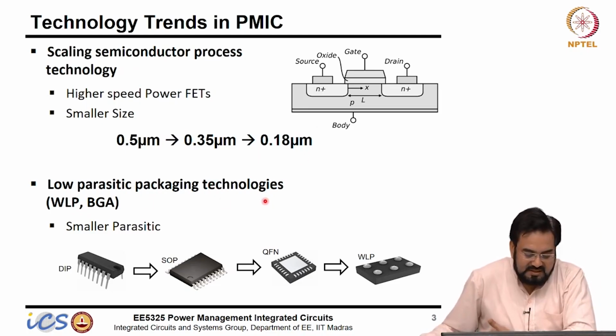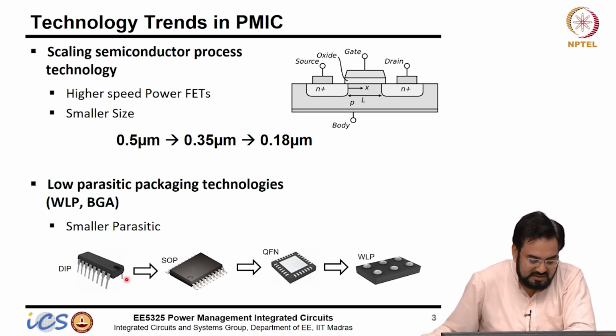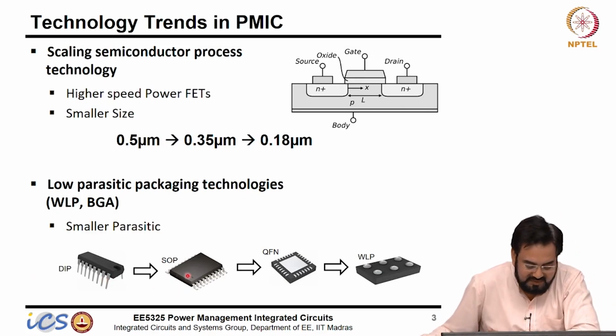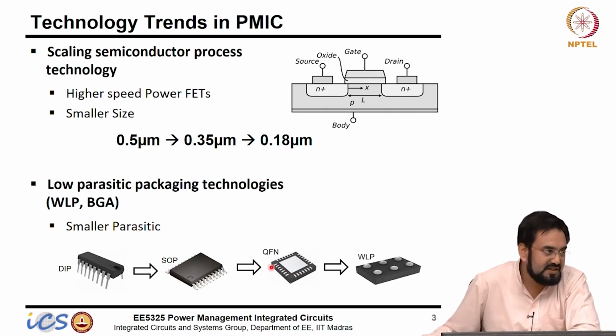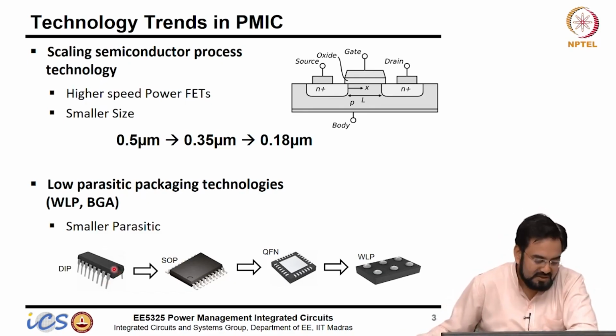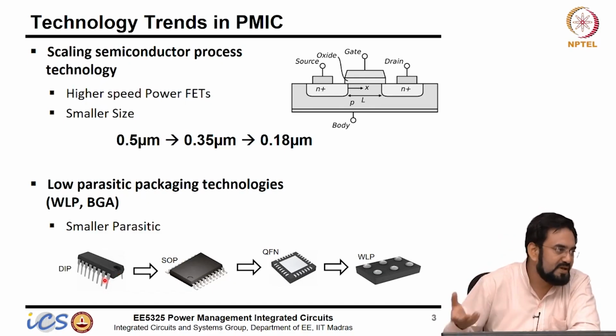So, low parasitic packaging technologies. In the old days, what you used on your breadboard is a DIP package. Then we have SOP and then QFN. As you move in this package order to the right hand side, you will see the parasitics reduce, because the package parasitics is mostly driven by how the lead frame is done and how the pins are. So the bigger the package, the more parasitic.